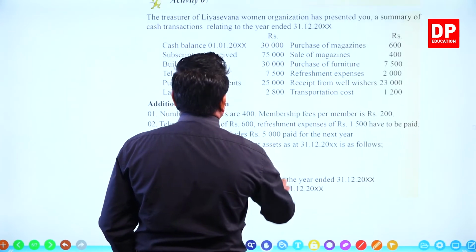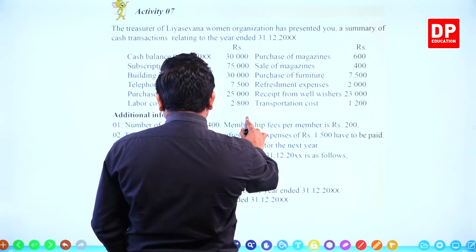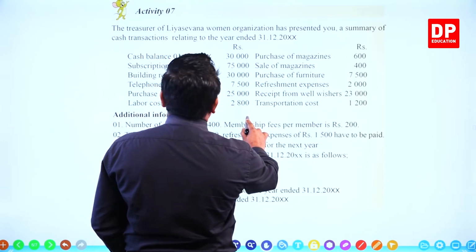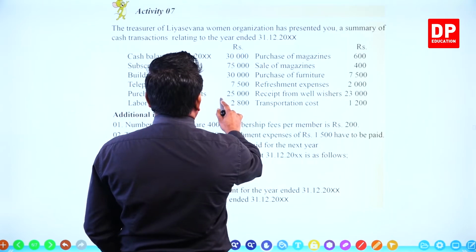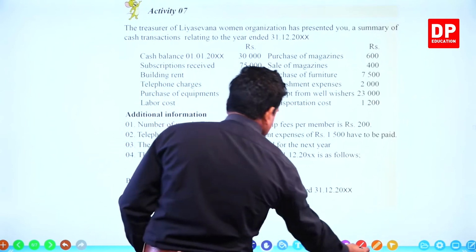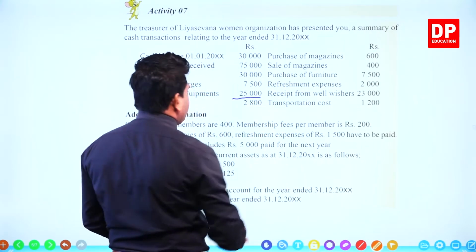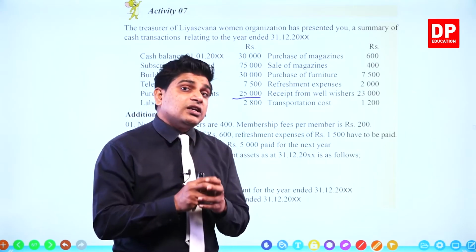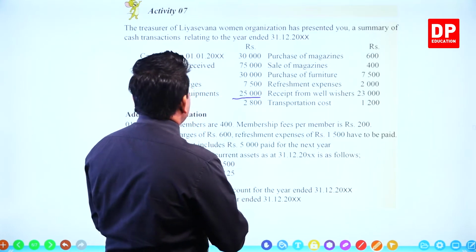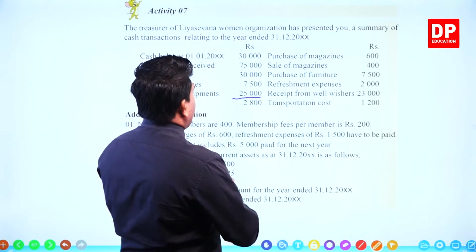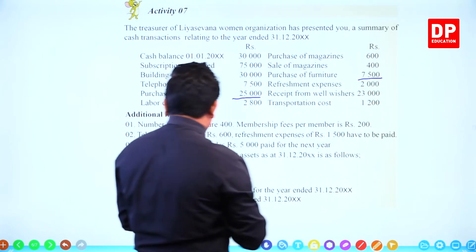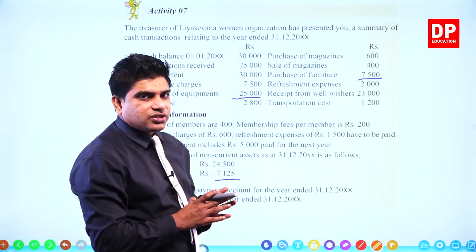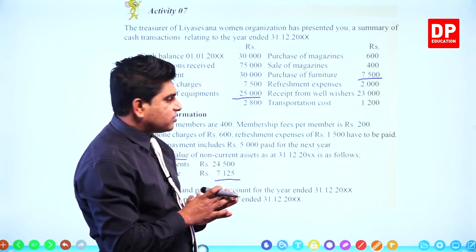Here, the equipment balance given at the end of the year is 24,500, but equipment in the question is 25,000. At the beginning they had 25,000, but at the end they had only 24,500. The difference is depreciation. And furniture, at the beginning they had 7,500, but at the end 7,125. The difference is depreciation. You must remember that.